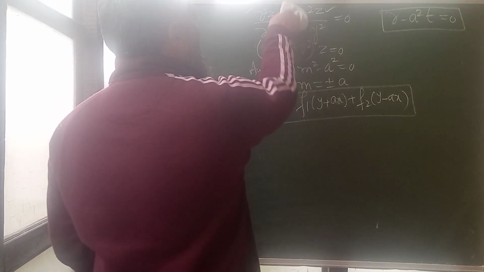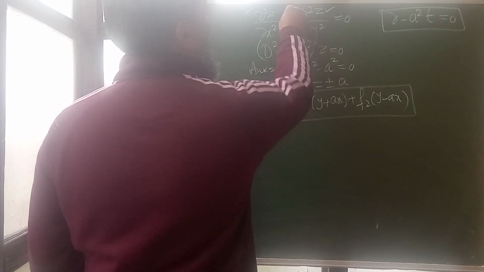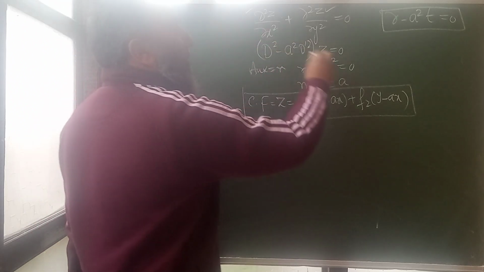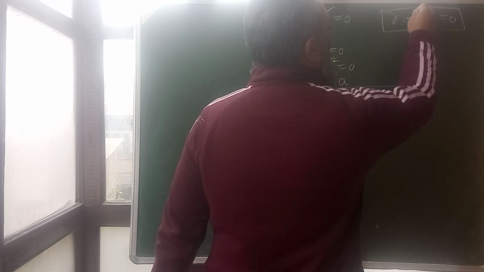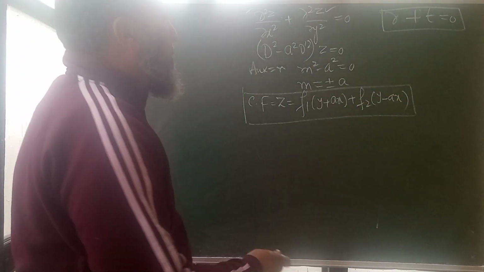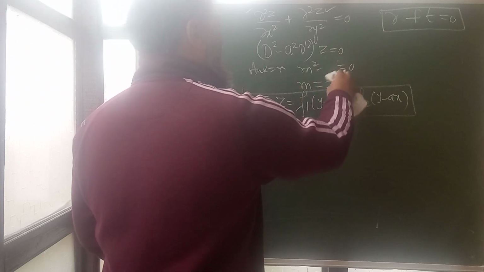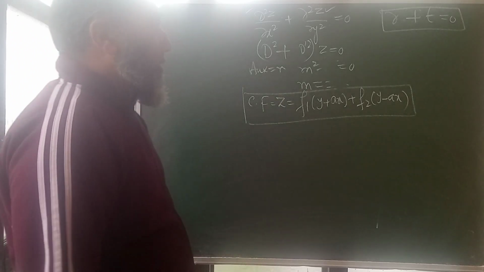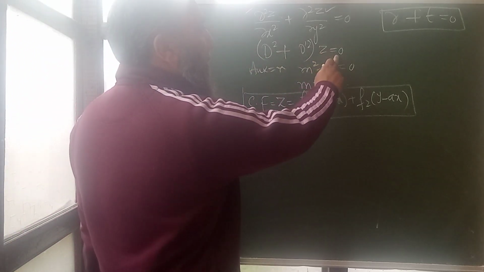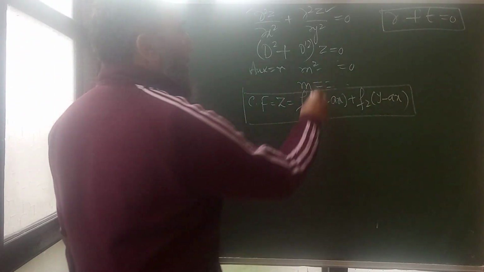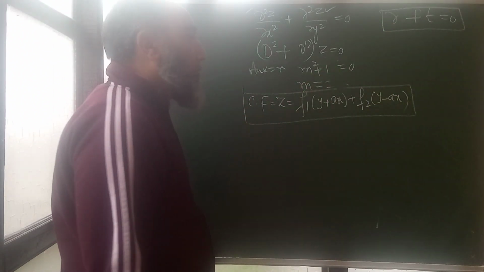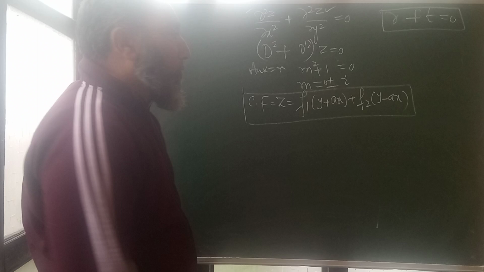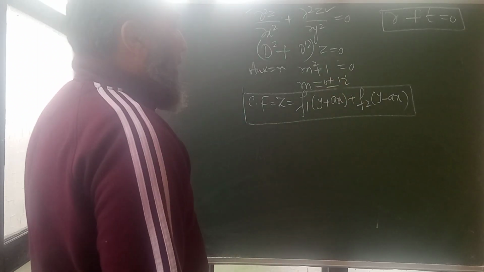Let me take up this question again. This is r plus t. Del 2z del x2 plus del 2z del y2. A I have not taken. You can take a also, doesn't matter. So what is the symbolic form? It is d square plus d dash square operating on z, or r plus t equals 0, or m square plus 1 equals 0, replacing d by 1, d dash by 1. So m is equal to plus minus iota. Alpha is 0, beta is 1. So you have m equal to iota.